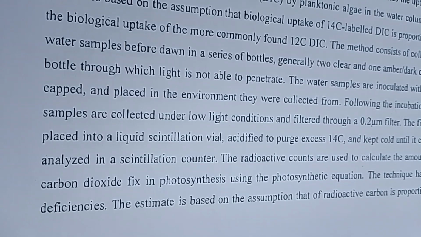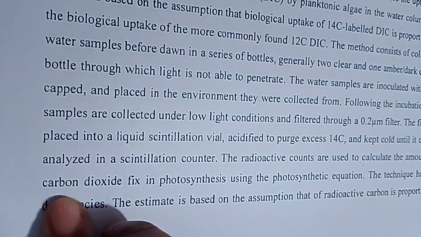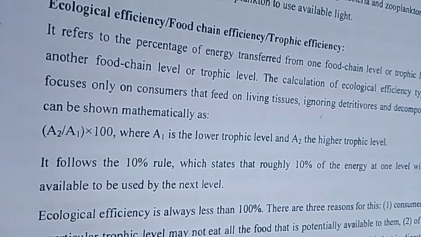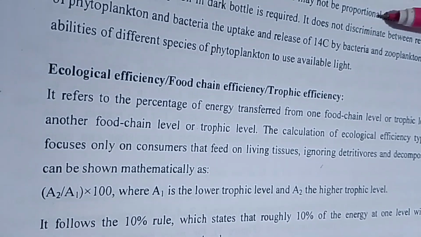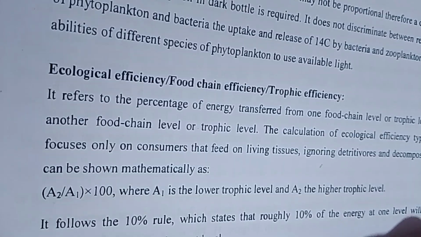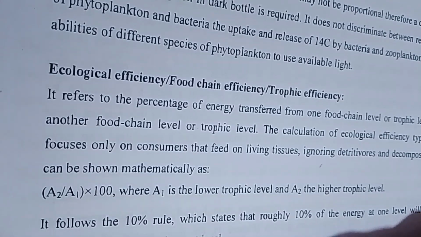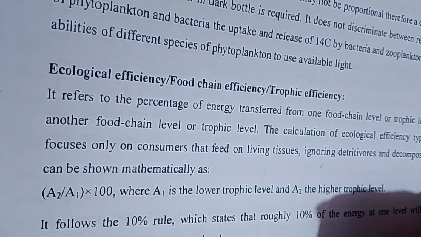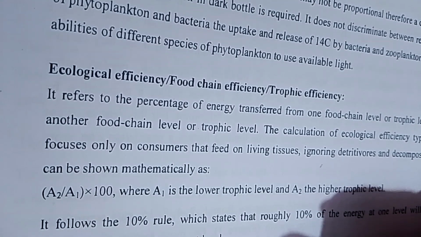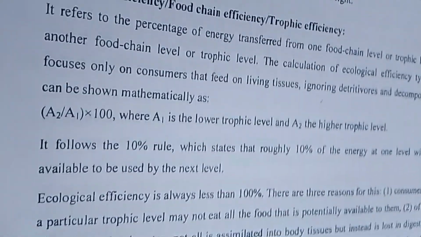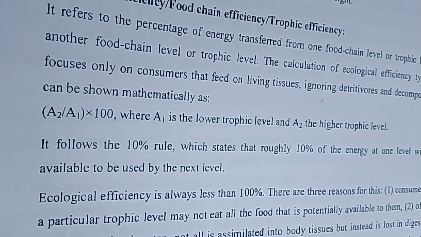The estimate is based on the assumption that radioactive carbon is proportional to the stable carbon. However, in practice, this may not be proportional. Therefore, a correction factor for 14C absorption in the dark bottle is required. It does not discriminate between respiration of phytoplankton and bacteria. It is also affected by the uptake and release of 14C by bacteria and zooplankton and the abilities of different species of phytoplankton to use available light.